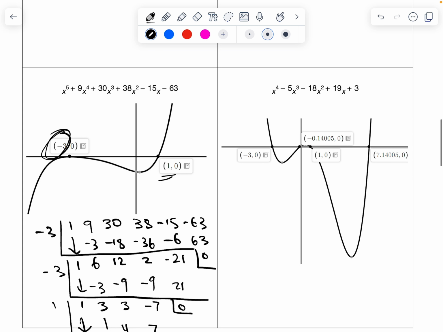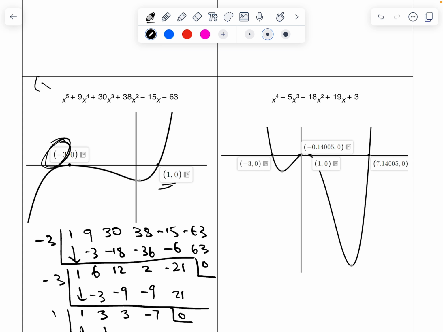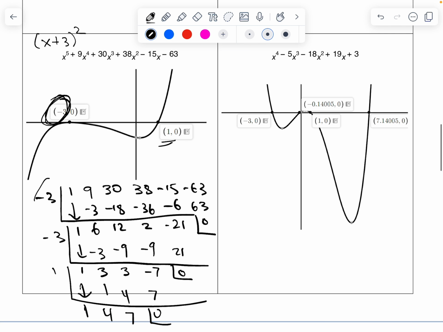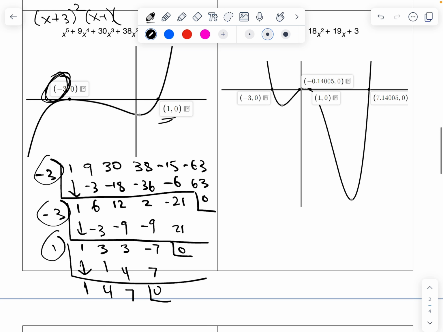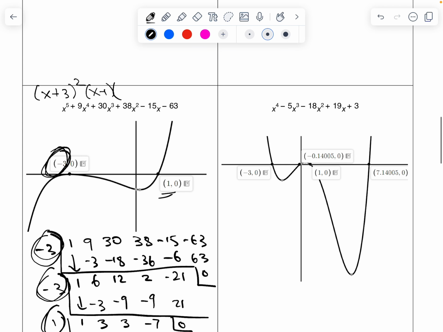So what that means is this. We took x plus 3. Remember, you flip that sign, +3 twice. We did it once and twice, and that 1 worked, so we're going to do x minus 1. And when I divided it by this, and then this, and then this, what is left over is this: x squared plus 4x plus 7. Now we're not done factoring because it's a 5th degree polynomial. We need 5 sets of parentheses.